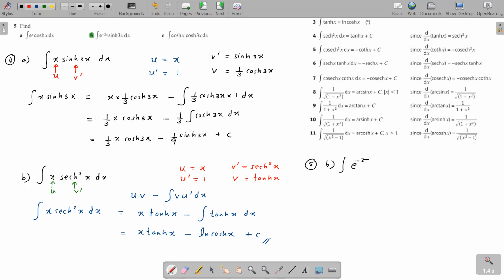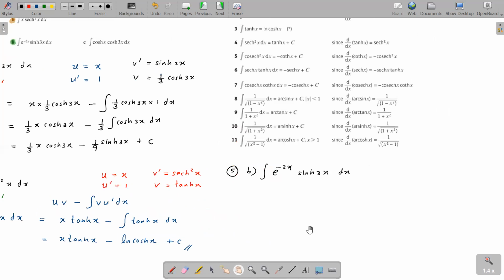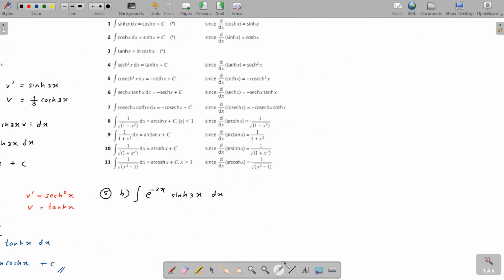Integration of e to the power minus 2x sine 3x. Okay, let's try this one. I think you can see here that both of these functions are integratable, both of them are differentiable. However, is there anyone who becomes 0 really fast? You can see e to the 2x, when you differentiate, it keeps on going. Ex differentiation is ex. It's not over.